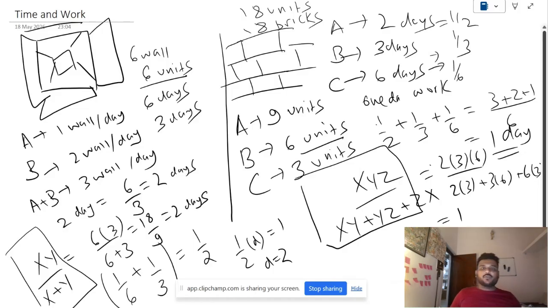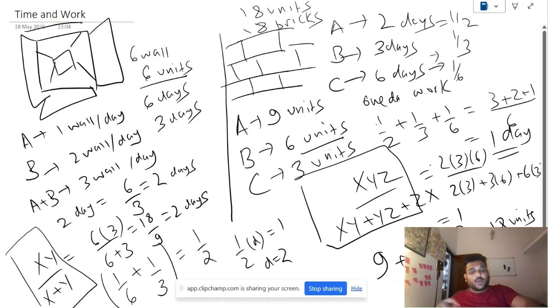In fact, if you take the LCM again, 18 units. So again, if we look at it in this way, we can see that for 18 units, A every day was doing 9 units, B every day was doing 6 units, C every day was doing 3 units. This is also 18 units. So again, from here we can see that number of days they will take is 1.